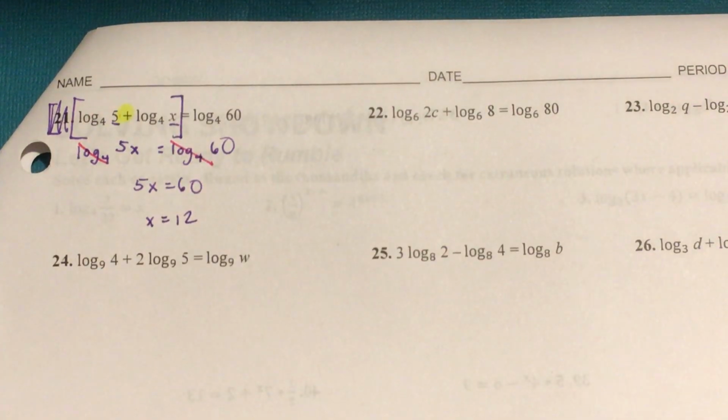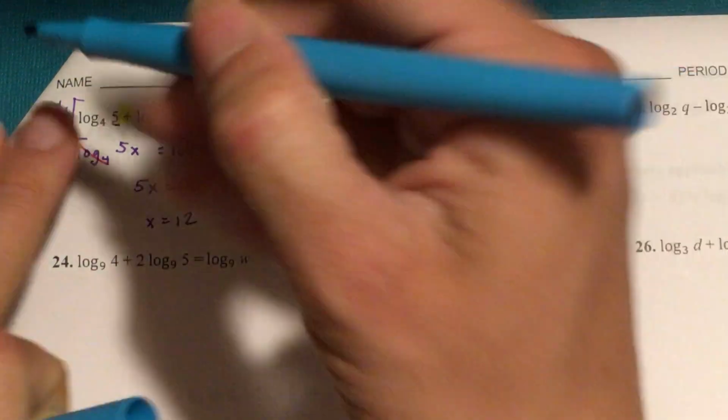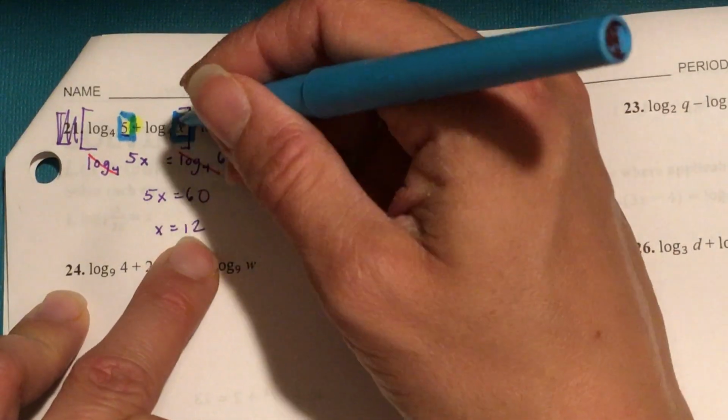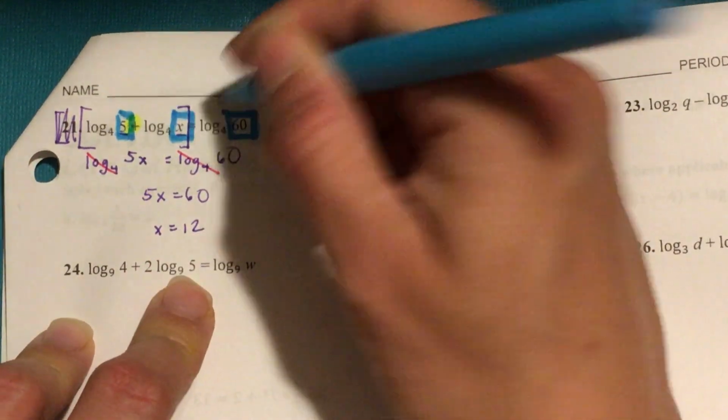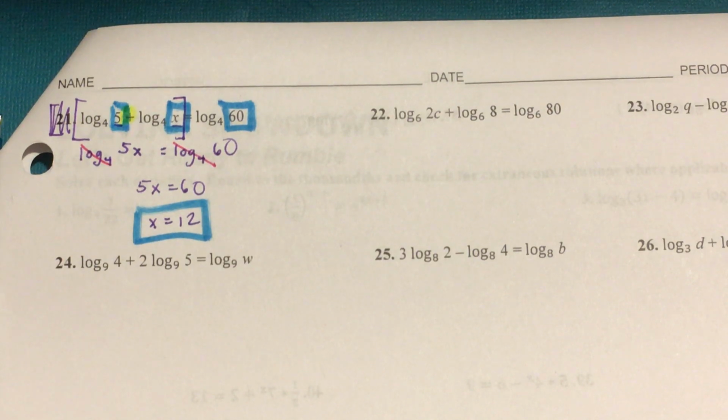But before we put a box around it, checking in all 3 answer parts of our original log expression, 5 is greater than 0, x is greater than 0, because x would be 12, so 12 is greater than 0. 60 is greater than 0, so boom, that really is our solution.